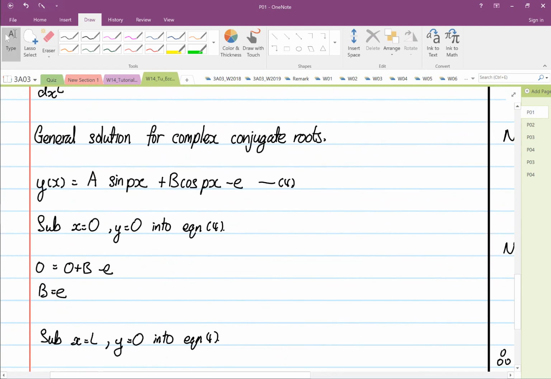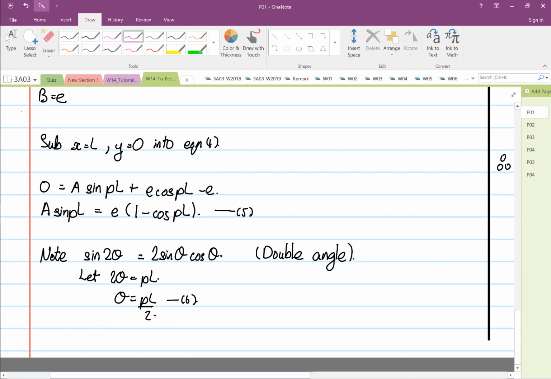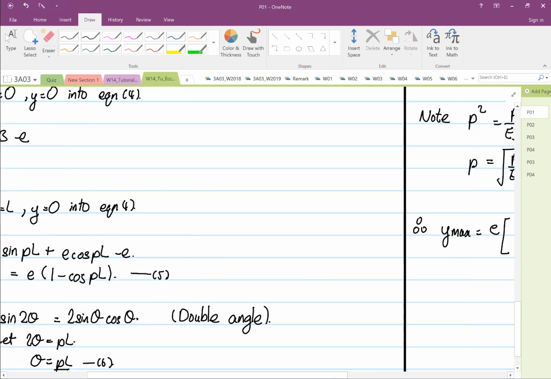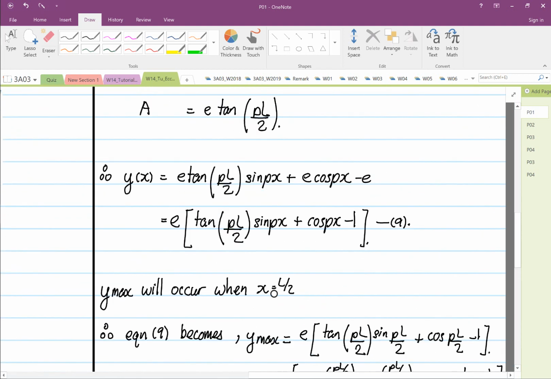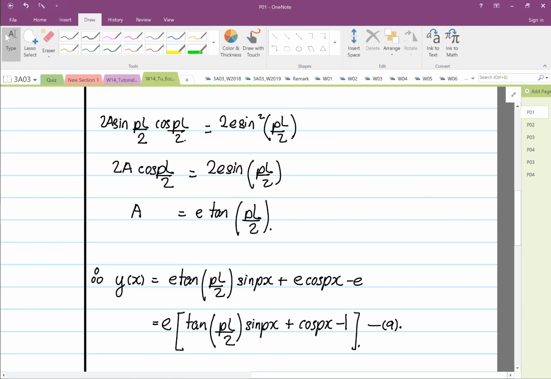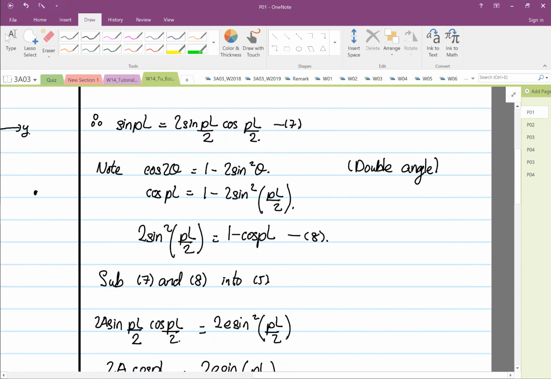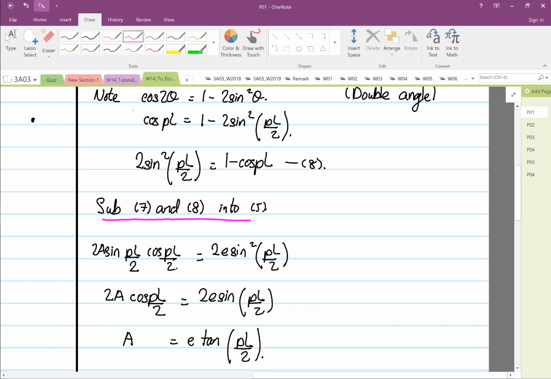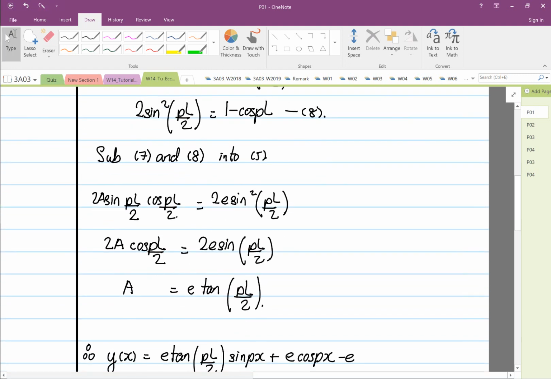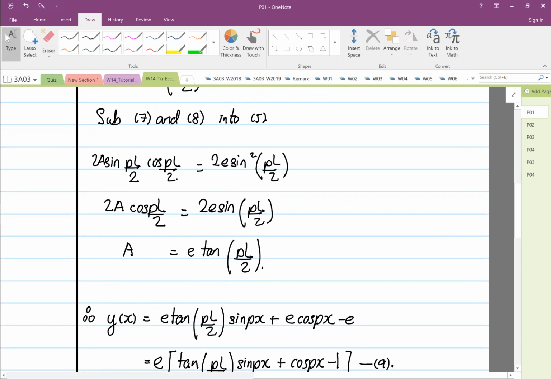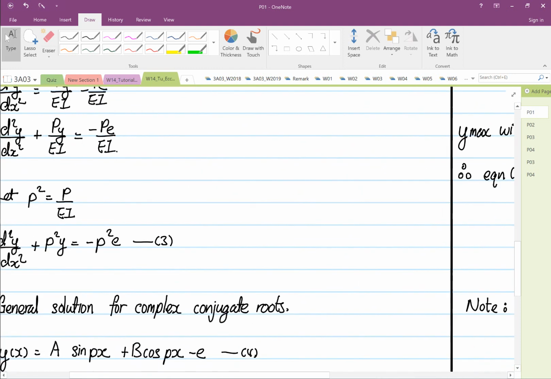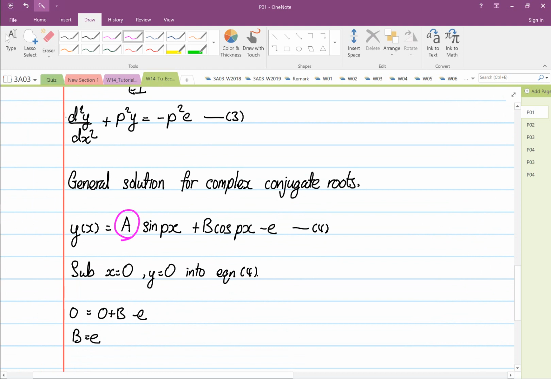Why are we doing this? Because we know this equation over here has sin PL and cos PL, and we can use the double angle to express it in a different expression. So from here we substitute equations 7 and 8 into 5. We get A to be E tan(PL/2). Using the double angle simplifies our expression for A, which is a constant over here.